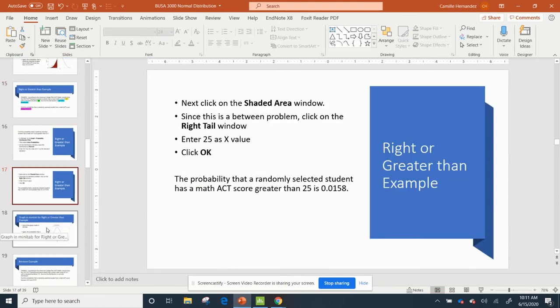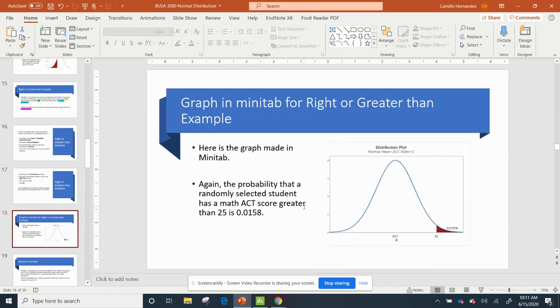So going back to the PowerPoint, and again, here are the directions if you need it. I have what you need to do. So if I look at it here, here is how I'm going to answer it. The probability that a randomly selected student has a math ACT score greater than 25 is 0.0158. I just rounded because I wanted 4 decimal places. If I wanted a percentage, it would be the percentage that a randomly selected student has a math ACT score greater than 25 is 1.58%. Okay, it's not very high. That's not likely to occur because that probability is so low.